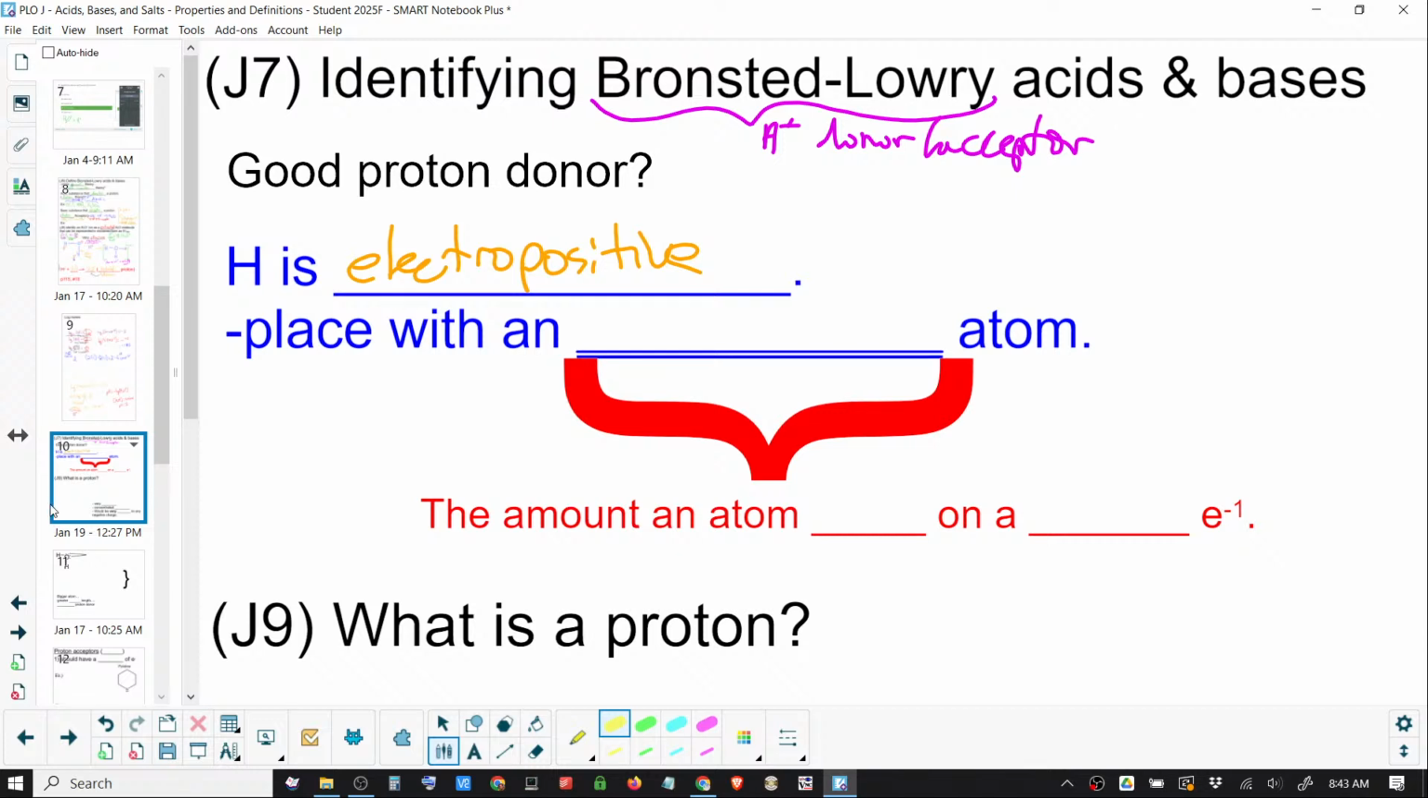Now hydrogen's an electropositive atom, a naked atom. So what kind of atom does it want to get with? A clothed one, which would make it electronegative.